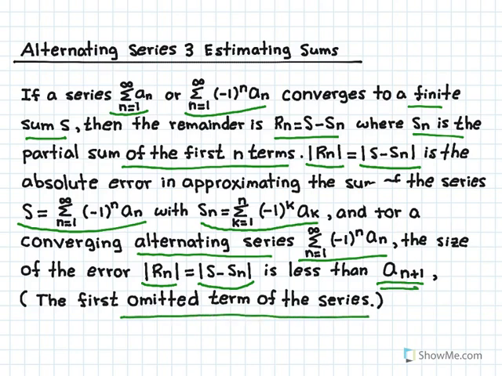So to make it simple to understand, if you add the first 5 terms of a converging alternating series, the error is less than the sixth term. If you add the first 10 terms of the alternating series, the error is less than the absolute value of the 11th term. So if you add the first n terms of an alternating series, the error of approximating the sum is less than the (n+1)th term. Of course, the absolute value of the (n+1)th term.